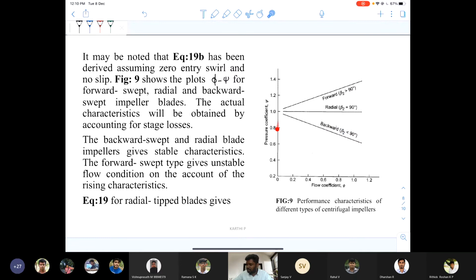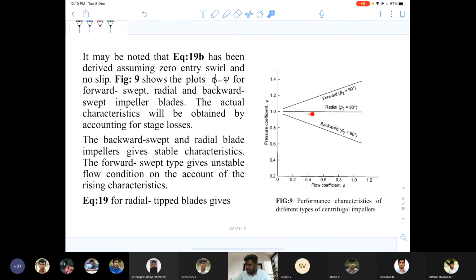And with the variation of the pressure coefficient, you can see the pressure coefficient is reduced in case of backward blade when the flow coefficient increases, and in case of forward blade the pressure coefficient increases with the increase in the flow coefficient.